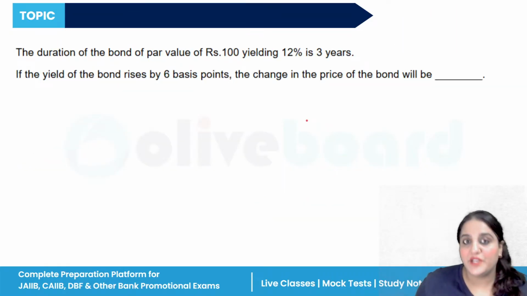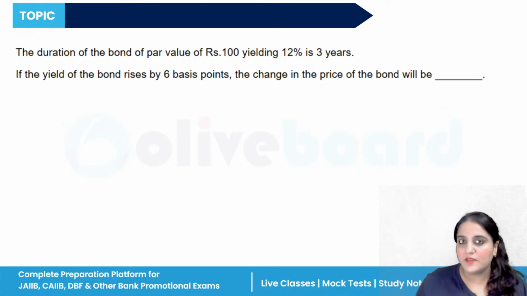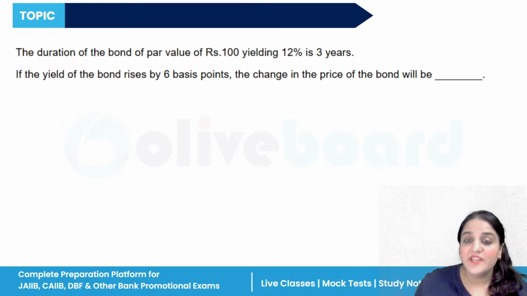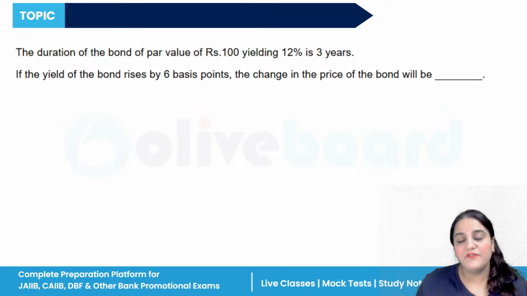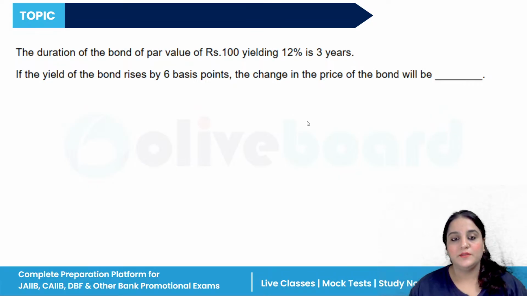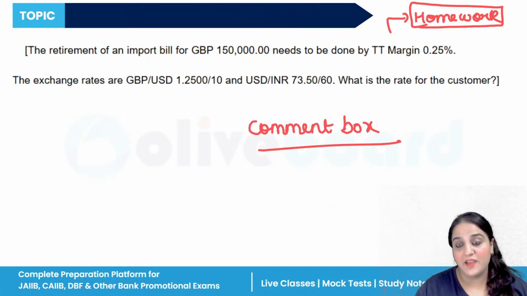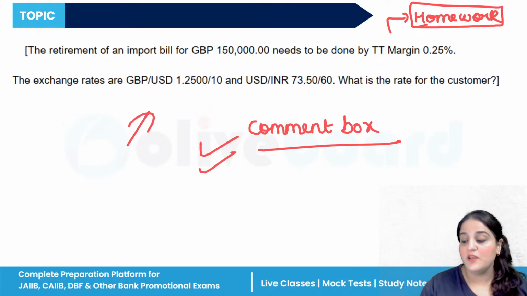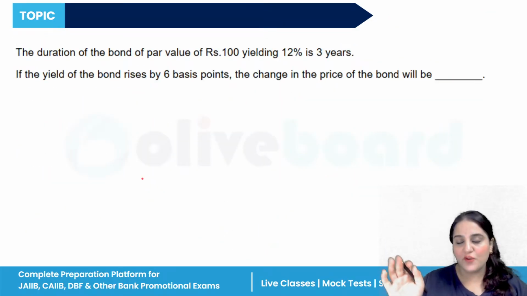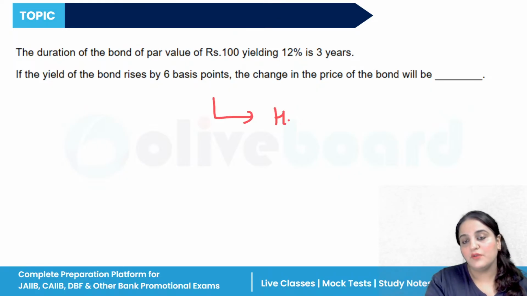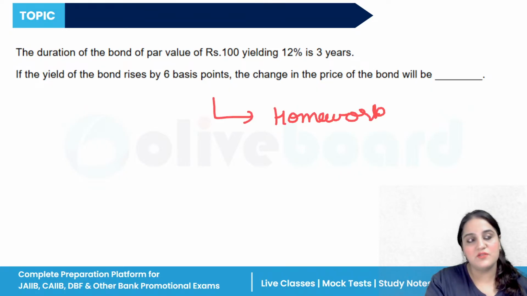Okay. Now the duration of a bond of par value of rupees 100 yielding 12% is 3 years. If the yield of the bond rises by 6 basis points, then the change in the price of the bond will be. So let's know about this question. For this question, I already gave you the homework. I need a comment from everyone for this question. And this is a unique question. This is also your homework.